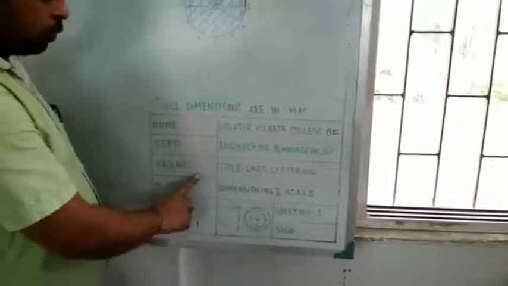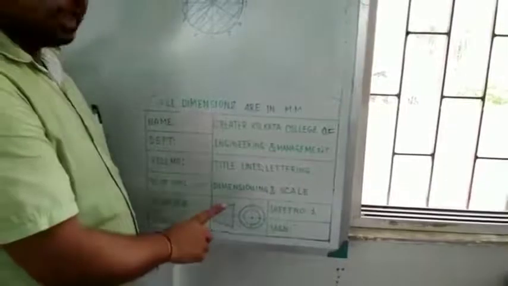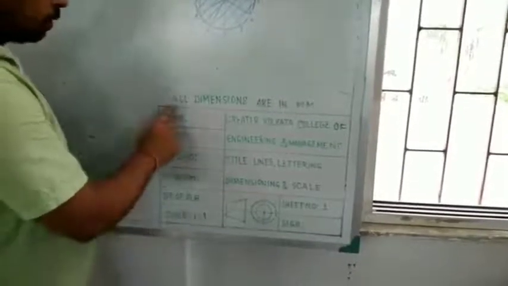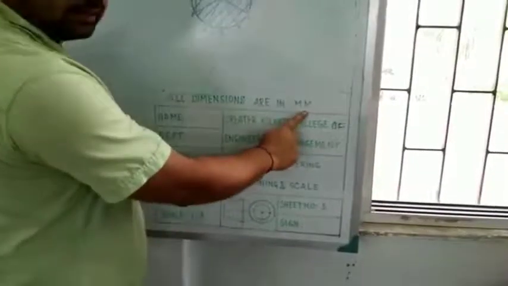Here you can see it is a title box, which is mandatory to be drawn in each and every drawing sheet. This title box you have to draw in the bottom corner portion of your drawing sheet. Now this dimension is 150 and this is 60 millimeter. Above this title box you have to write the sentence: all dimensions are in millimeter. This is also mandatory. You have to write it.